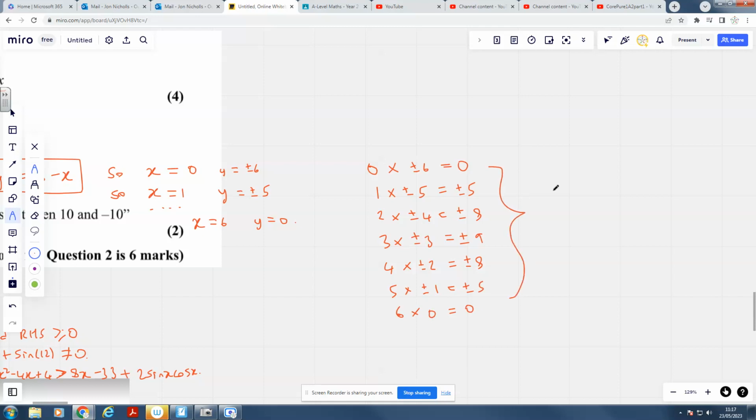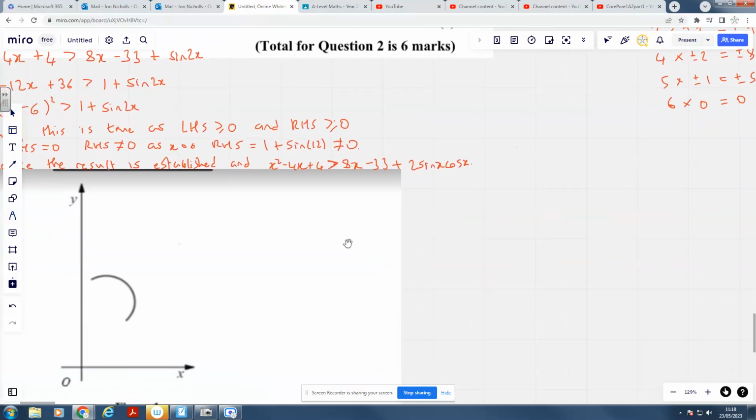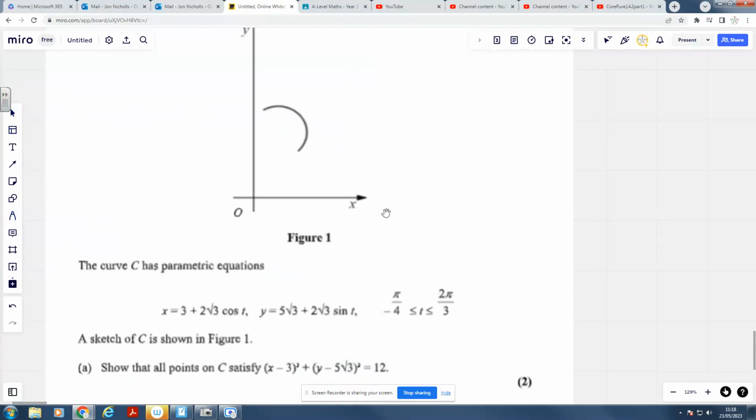Hence, for all possible values of x, xy is stuck between 10 and minus 10. There we go. Done.